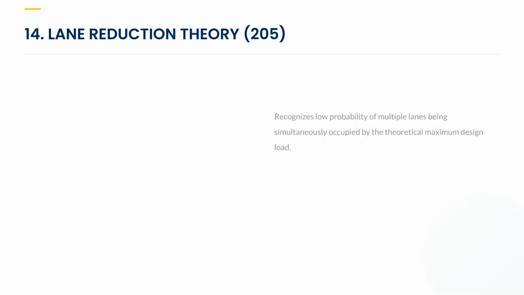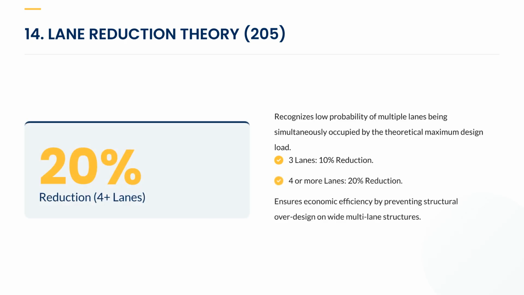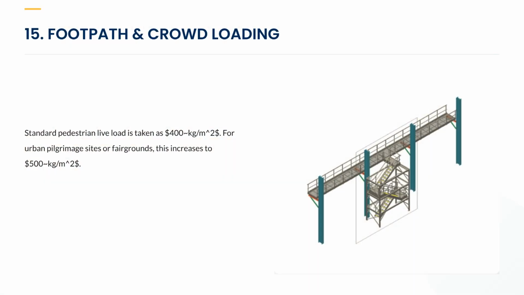The lane reduction theory recognizes the low probability of all lanes being simultaneously occupied by the maximum design load. This allows for a 10% reduction for 3 lanes and a 20% reduction for 4 or more lanes, ensuring economic efficiency. Standard pedestrian live load is 400 kilograms per square meter, increasing to 500 kilograms per square meter for urban pilgrimage sites or fairgrounds.